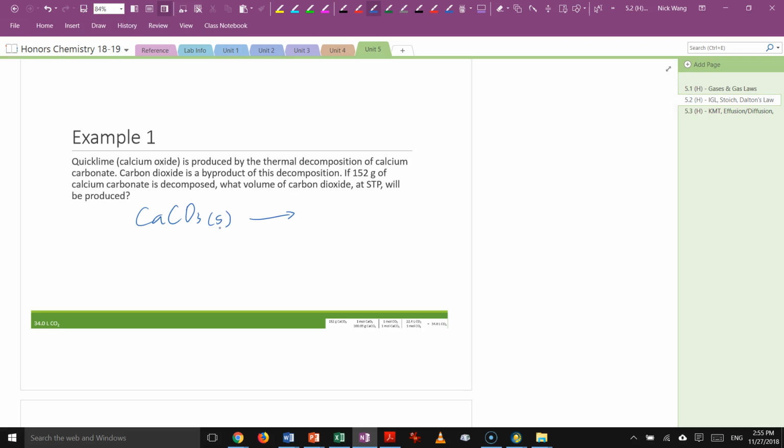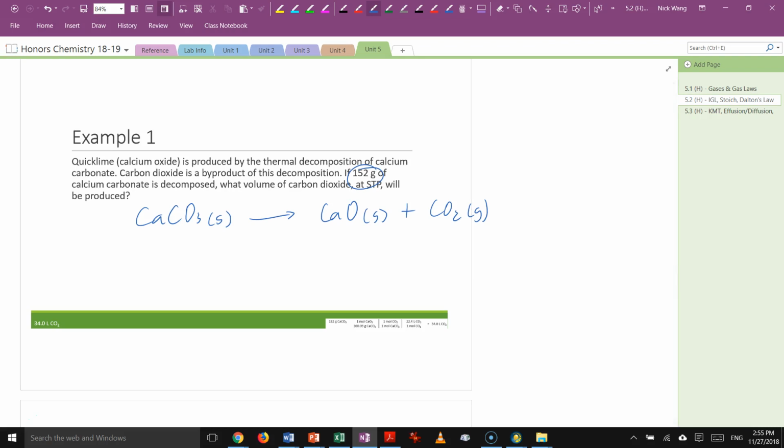When this breaks down, you produce calcium oxide, that's CaO, once again also a solid because it's an ionic compound at room temperature. And then you end up forming CO2 as a byproduct, CO2 gas. So at this point, we have a balanced chemical equation because, luckily enough, the coefficients are all 1. The question then asks, if you are given 152 grams of calcium carbonate to be decomposed, what volume of carbon dioxide at STP will be produced?